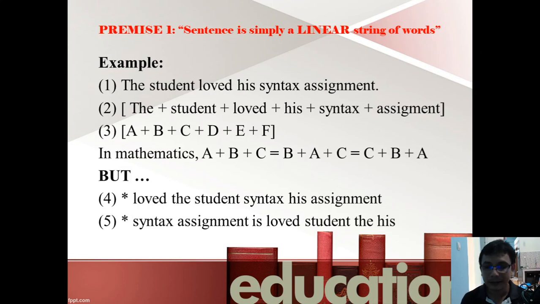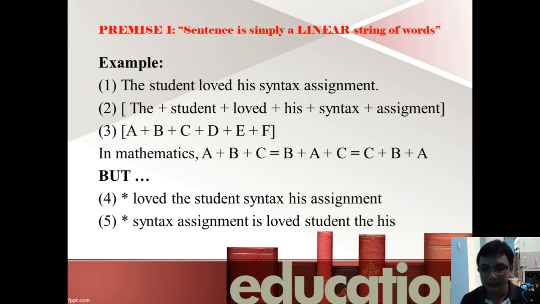In other words, if we try to analyze this mathematically, we will create an equation A plus B plus C plus D plus E plus F, right? And a characteristic of equations in mathematics is that when we say A plus B plus C, it is equal to B plus A plus C and C plus B plus A, right? But we notice that a construction such as "loved the student syntax is assignment" is ungrammatical, even though it consists of the same words.